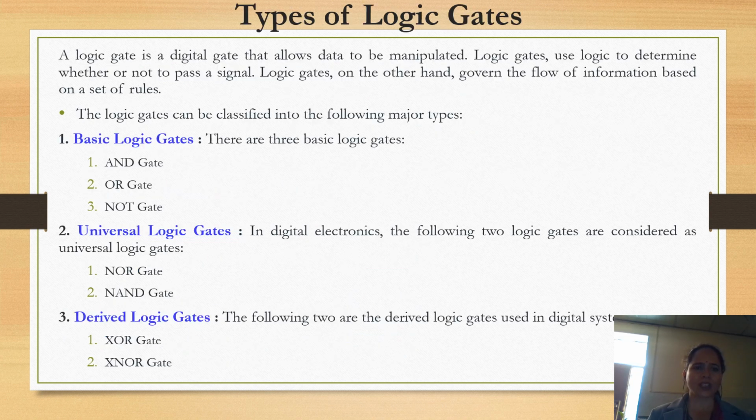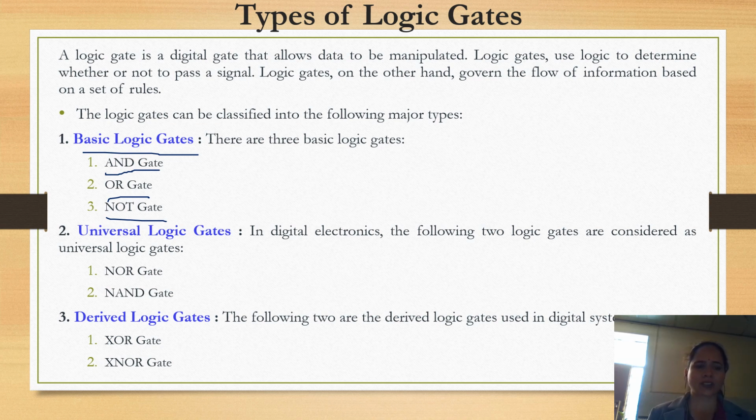Now the types of logic gates. Logic gates mainly have three different categories. One is the basic logic gates. A question that can be asked in competitive exams is which are the basic logic gates. So remember, students, there are three basic logic gates: AND, OR, NOT. These are the basic logic gates.